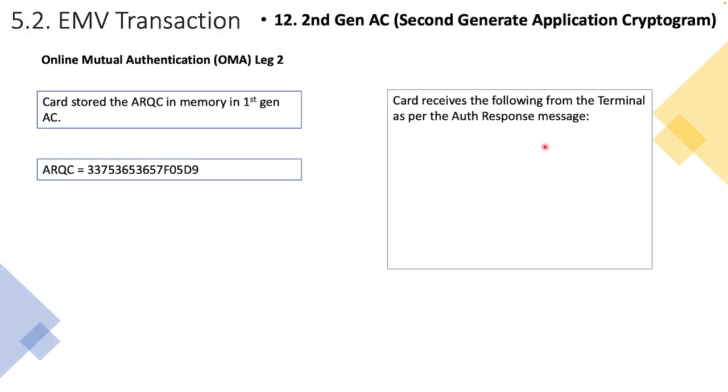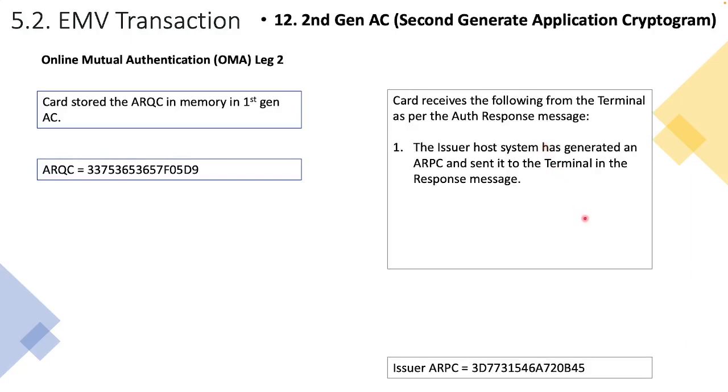When the issuer host responds to the authorization request with an authorization response, in that authorization response we would receive the ARPC, which we know the issuer host had created, as per the previous video. So we've got an ARPC created by the issuer host, and here's the value, right?